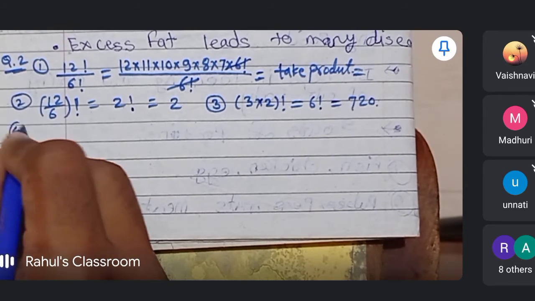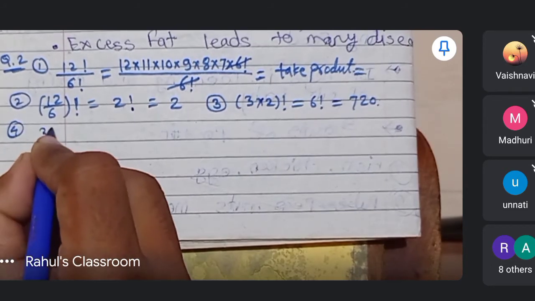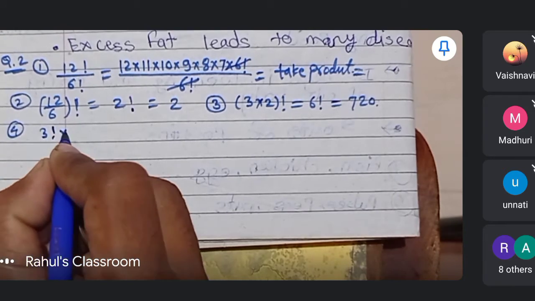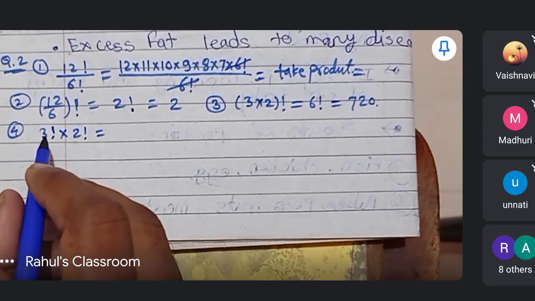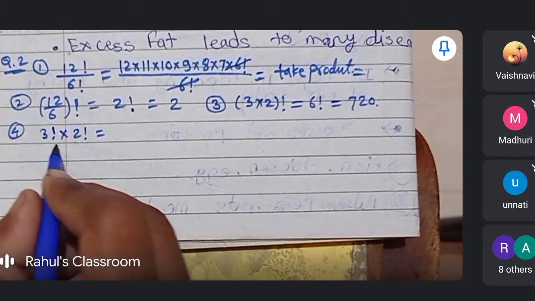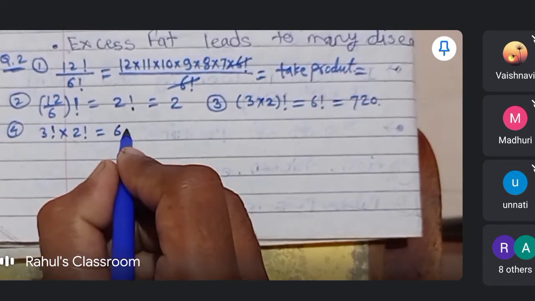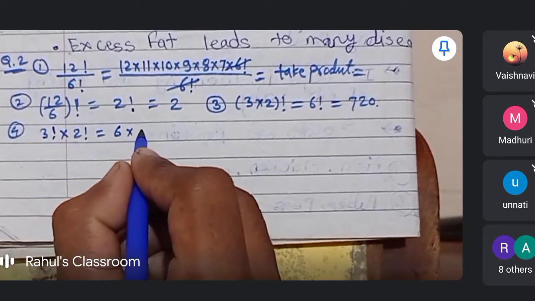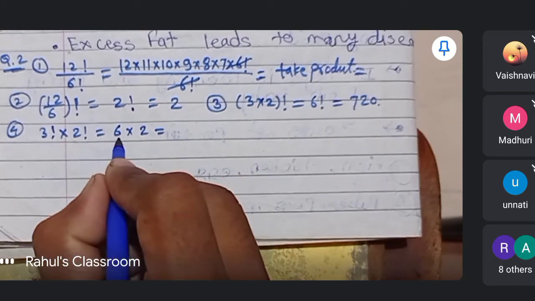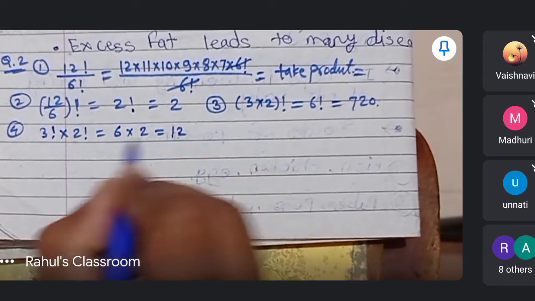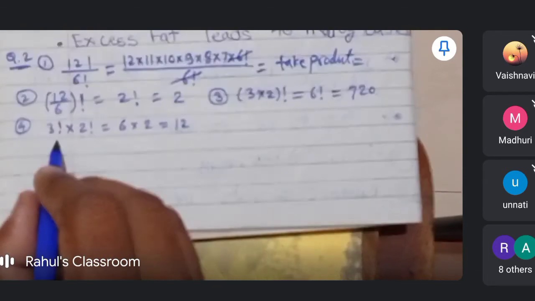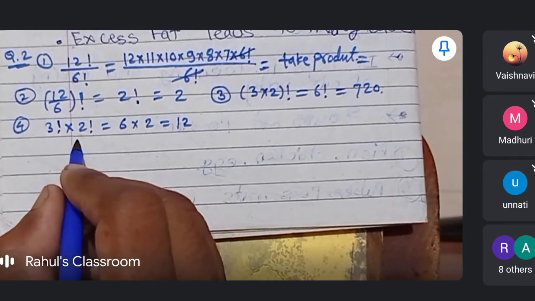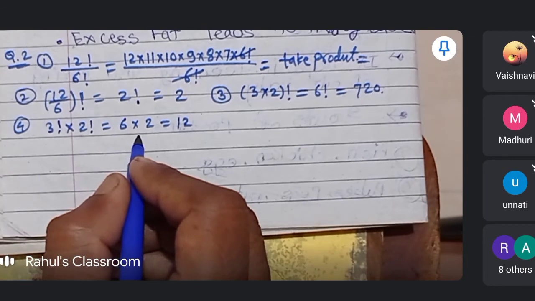Next example, example number 4. 3 factorial into 2 factorial. The value of 3 factorial is 6. 2 factorial is equal to 2. And 6 twos are 12. We just have to explain it from the definition. 3 factorial is equal to 6, 2 factorial is equal to 2, 6 into 2 is 12.